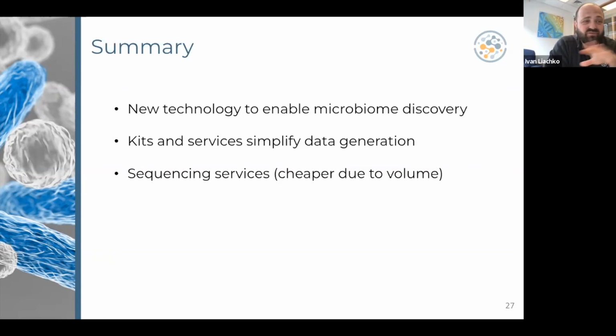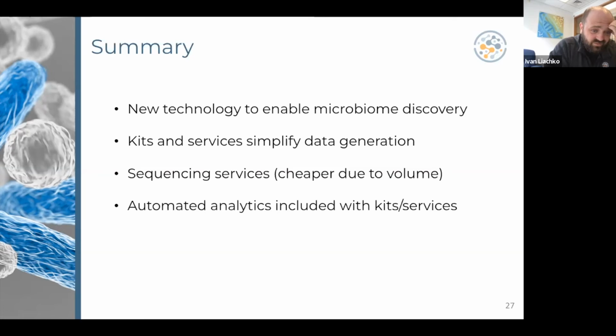And of course, we also have a more regular track record, right? The other problem with sequencing is the queue. How long do you wait to get your samples done? We have a much more regular process because we have this pipeline of samples coming through. And then next, we have these automated analytics that are included, again, to make it easier for you: I have my sample and I have my data, without a super complicated process. Next slide, please.